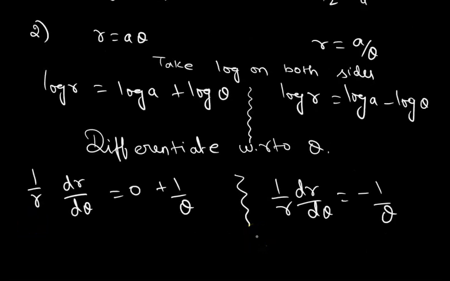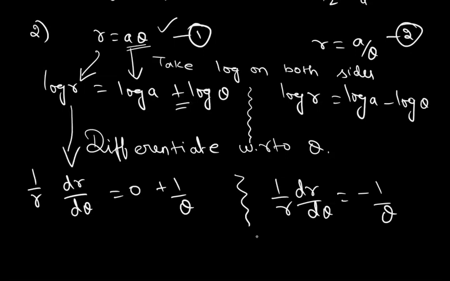See this problem, this is slightly different from the other one. Find the angle of intersection between the curves R is equal to A theta, this is your curve 1, and R is equal to A by theta, this is your curve 2. Same steps, taking log on both sides. Log R is log A plus log theta, that is log m into n. Since it's in multiplication it became plus. And if I differentiate this with respect to theta, 1 by r dr by d theta is log a differentiation is 0, log theta differentiation is 1 by theta.